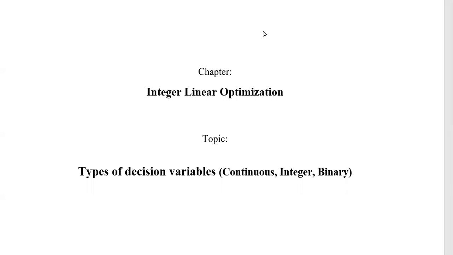In this video, we're going to talk about three different types of decision variables in linear programming. We're going to talk about continuous variables, integer variables, and binary decision variables.